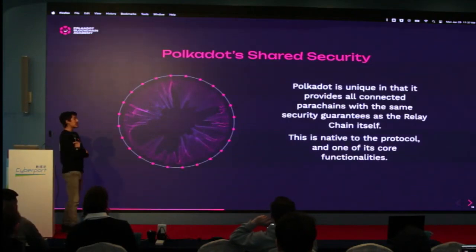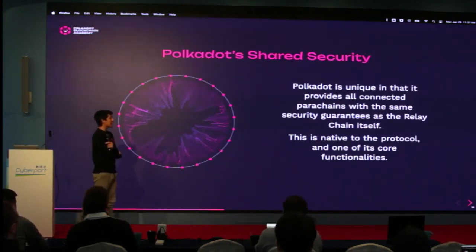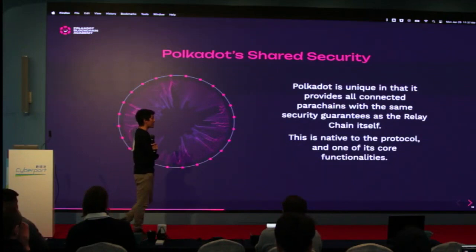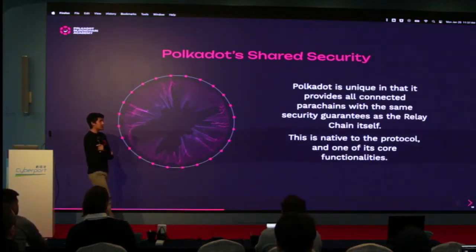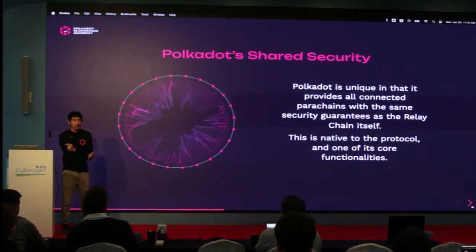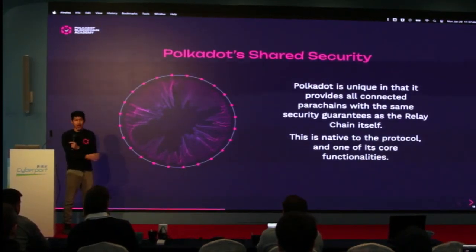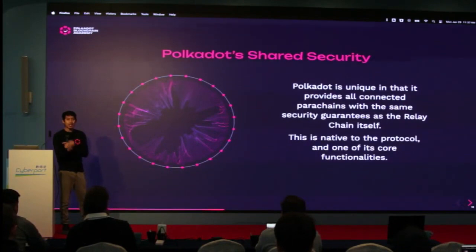So Polkadot is unique in that it provides all connected parachains with the same security guarantees as the relay chain. This is native to the protocol and one of its core functionalities. Polkadot prioritizes, beyond even making transactions and transfers happen, that parachains are secured. That is the core level functionality of the Polkadot relay chain.